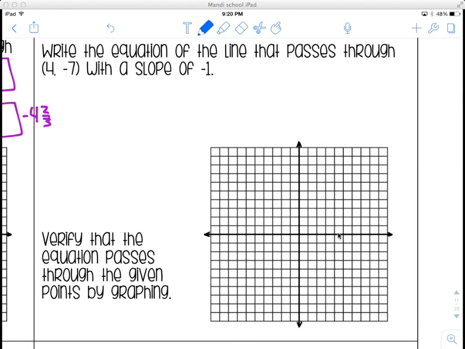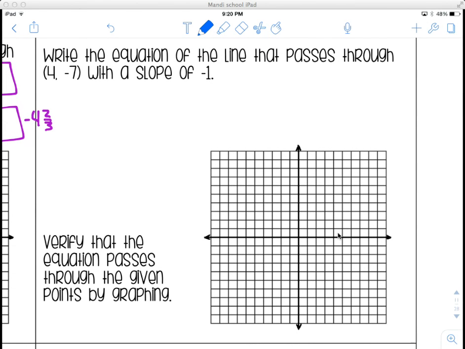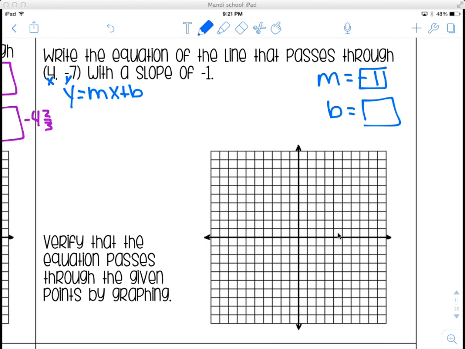Okay, so this one says write the equation of the line that passes through 4, negative 7 with a slope of negative 1. So we need slope, which we have. We need a y-intercept, which we don't. So we have y equals mx plus b. We have a point, x, y.